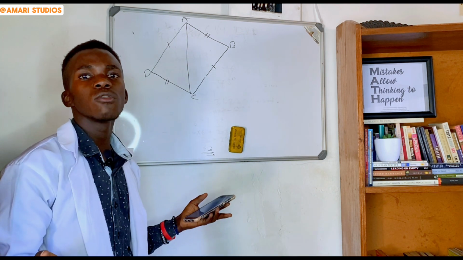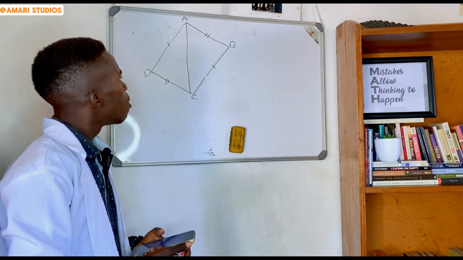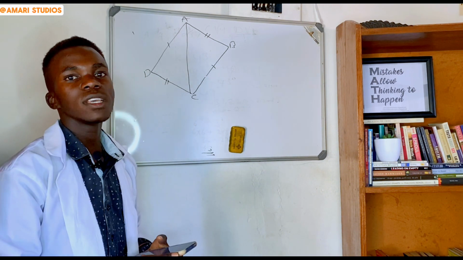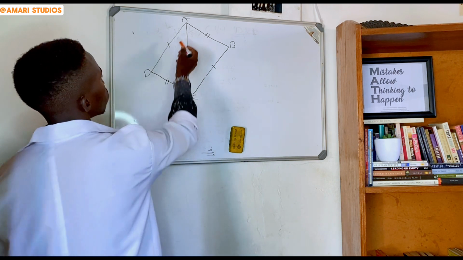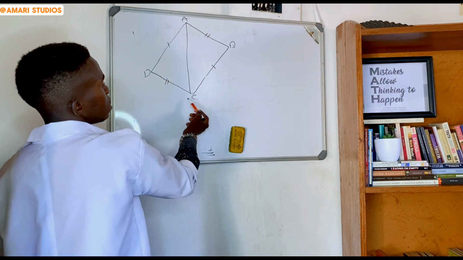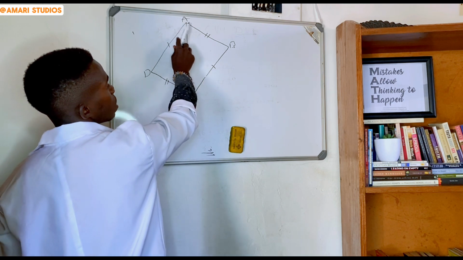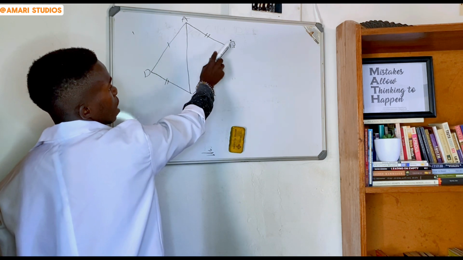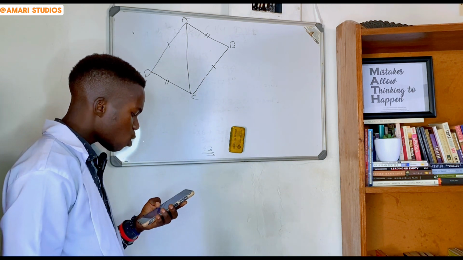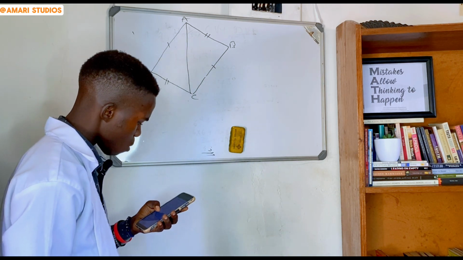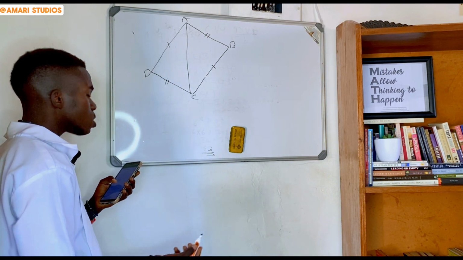When you talk about congruent triangles or congruent shapes, we are talking about shapes that have the same interior angles, meaning that the angles in triangle ADC are supposed to be equal to the angles in triangle ABC. So the question is saying, which of the following angles are equal?